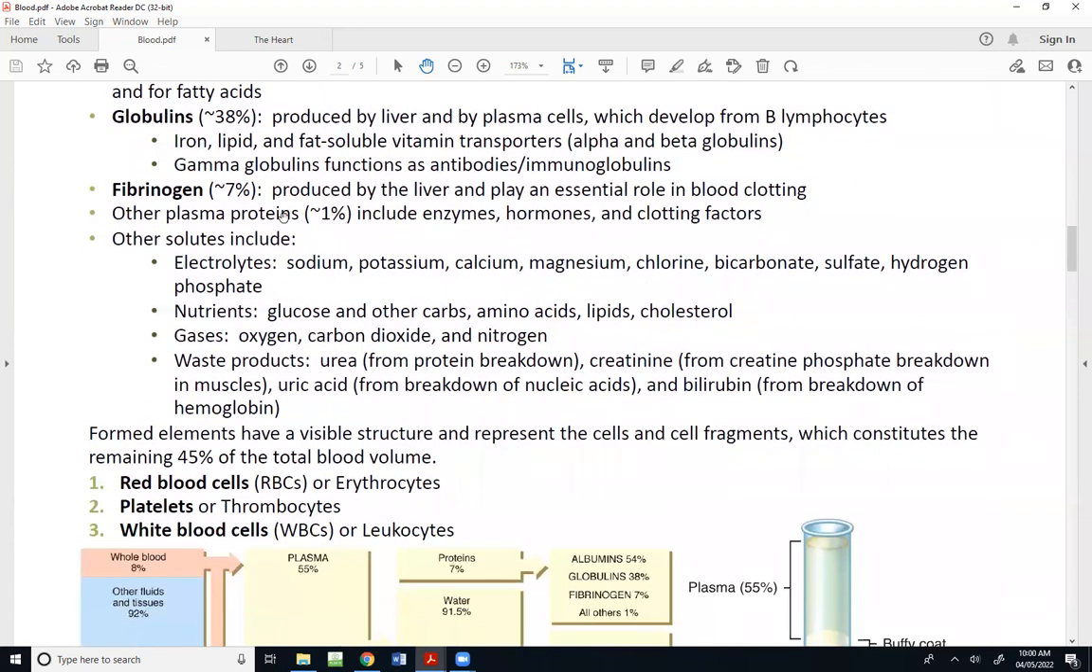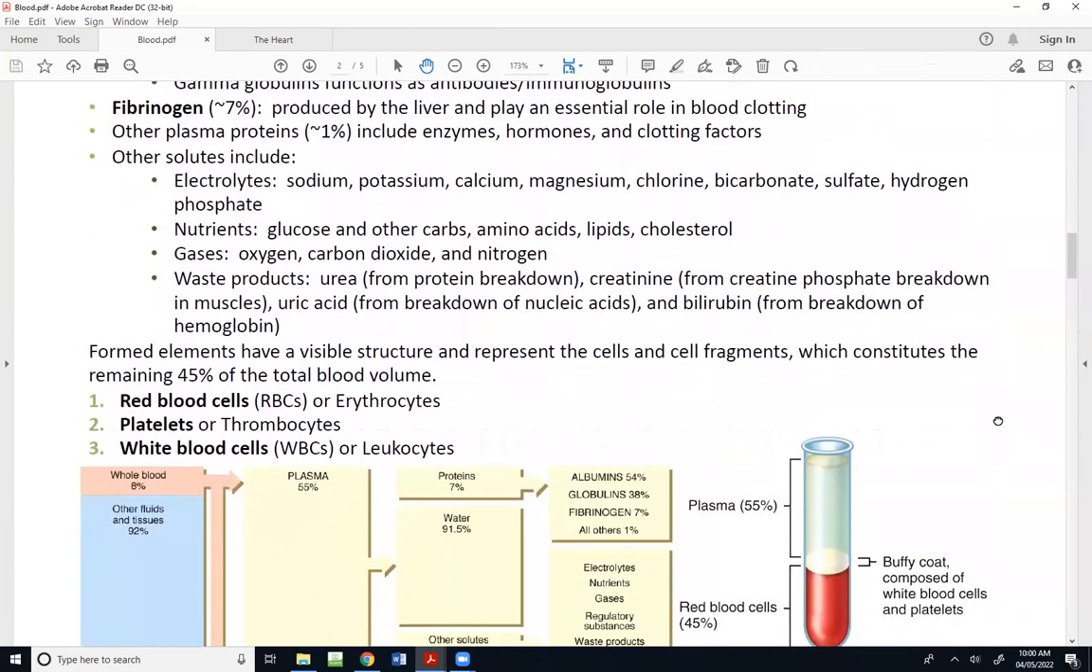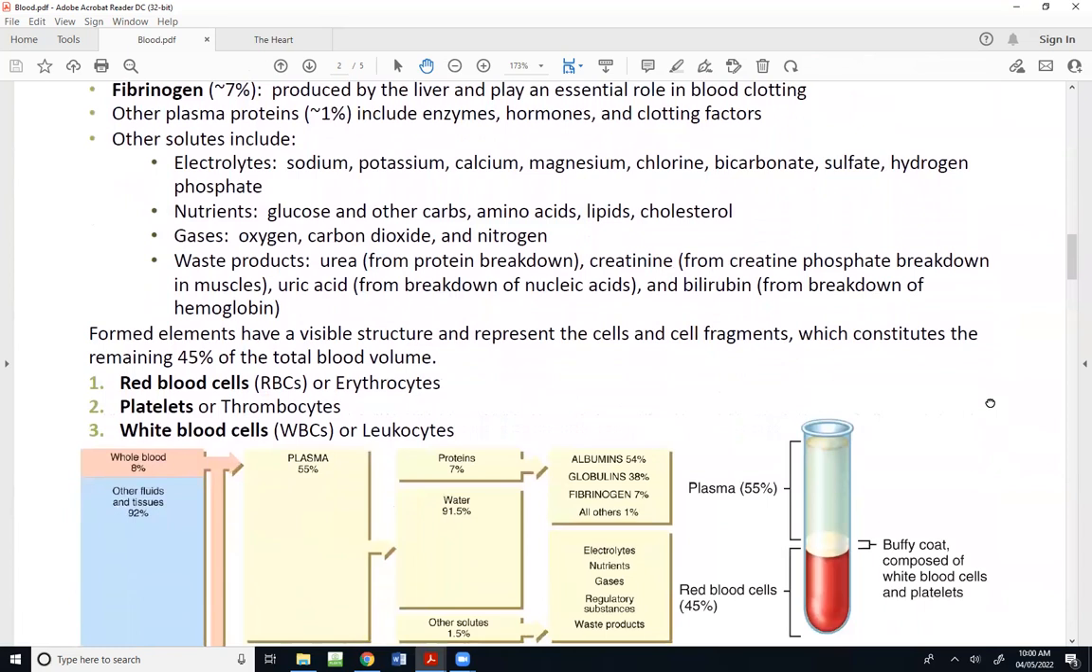And then finally, fibrinogen is the last major plasma protein. It's the least numerous, only around 7%, also produced by the liver, but this is a very important protein in that it helps us form a blood clot. And for those of you who are in physiology, you'll have that to look forward to because we talk about forming blood clots, not so much in this class. There are other plasma proteins, but they only represent about 1%.